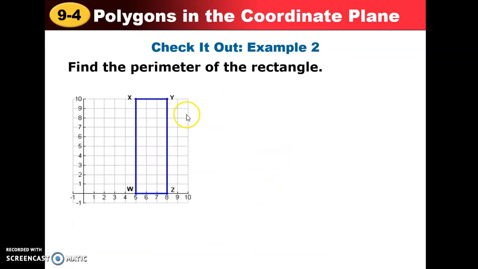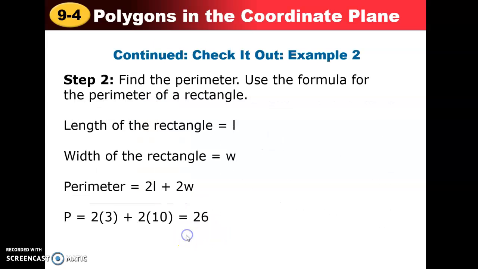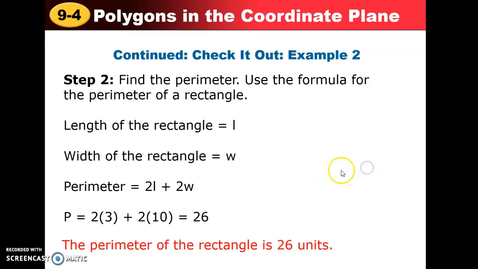Okay. Same thing here. I'm giving you a graph of a rectangle. We need to find the length and the width. So the length, if we're going from X to Y, we have 1, 2, 3 units. And if you go from Y to Z to find the width, you have 10, if you count 1, 2, 3, 4, 5, 6, 7, 8, 9, 10. Okay, so we're going to take 2 times our length plus 2 times our width. So 2 times 3 plus 2 times 10, and you get 26. 2 times 3 is 6. 2 times 10 is 20. 6 plus 20 is 26. So the perimeter of the rectangle is 26 units.